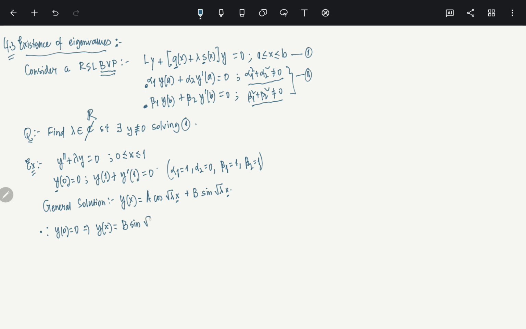So y(x) is b sine root lambda x. Again, why is it true? y at the point 0 is what? It is a times cosine root lambda times 0.